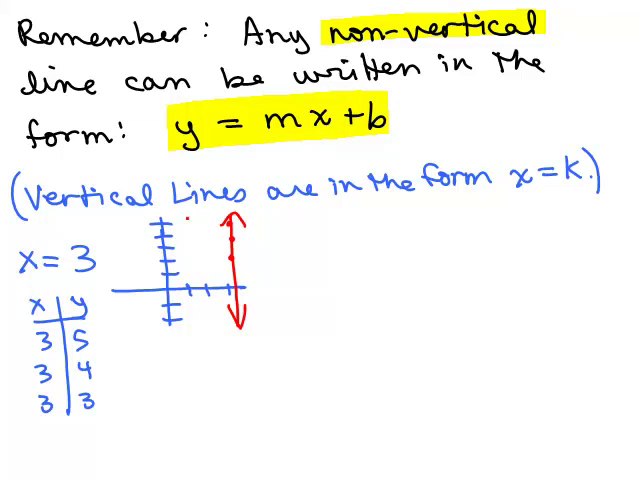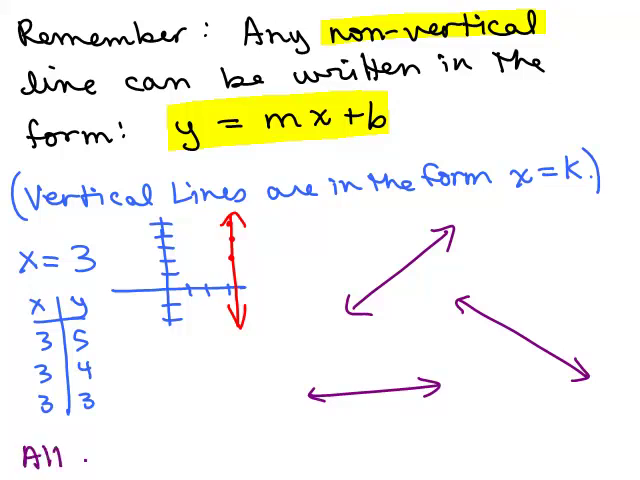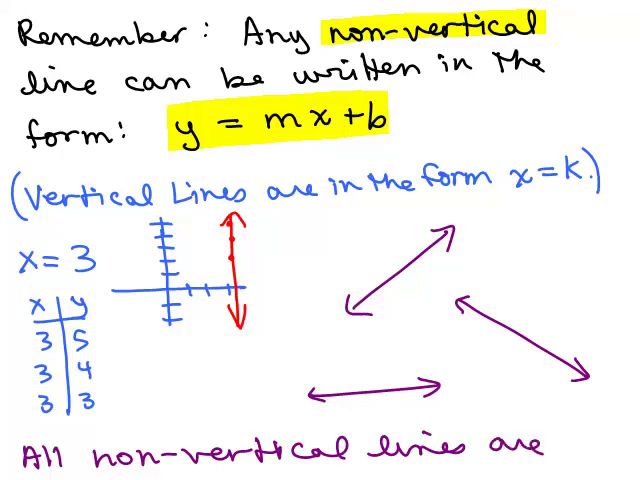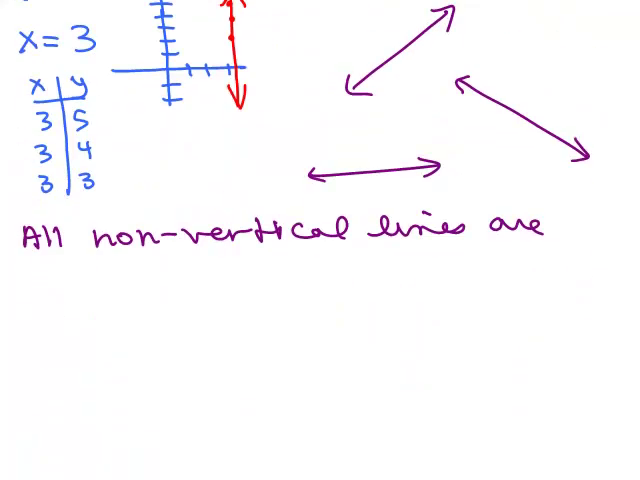All right, so vertical lines are not in this form. All other lines are non-vertical, and so imagine no matter how you drew those lines, doesn't matter where you put them, they'll pass the vertical line test. So any non-vertical line is a function. Okay? So all non-vertical lines are functions.